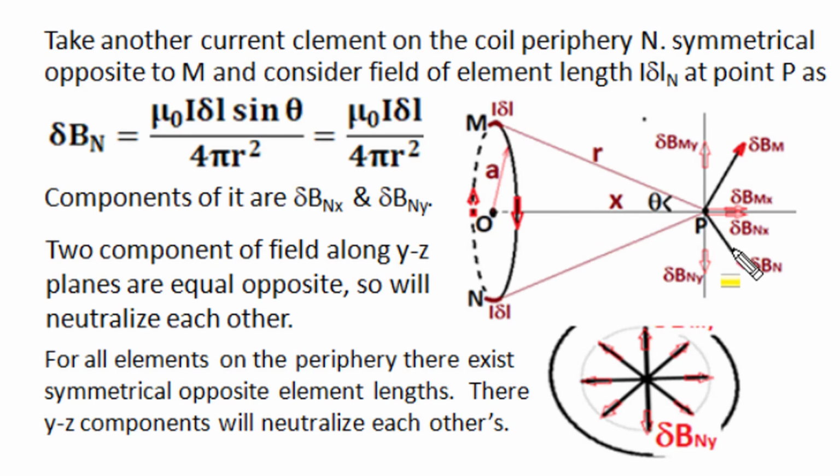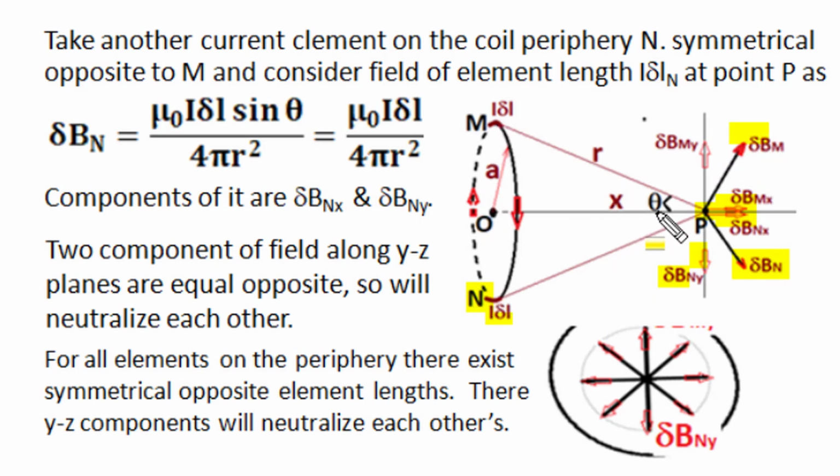Now this elemental magnetic flux density contribution of N position elemental length can also be resolved in two components, one along axis of coil in x direction delta B N x, and second perpendicular to this axis in YZ plane delta B N Y. Now if we check the symmetry, the distance of observation position from periphery position of M and N is the same, so the two magnitudes are same.